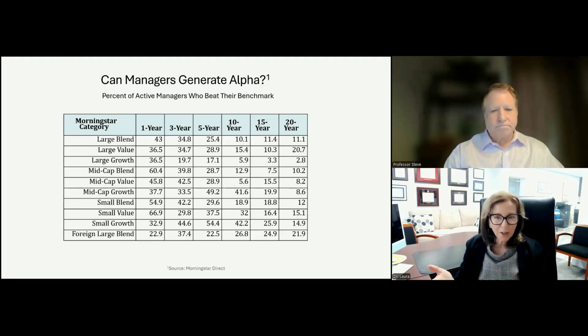And this is actually part of the argument for why passive investing makes a lot of sense. But one of the things I want to point out when you're looking at this is that these are the traditional asset classes.